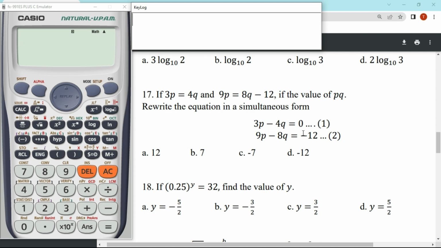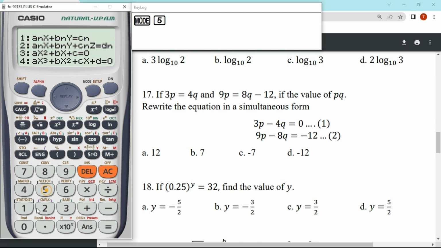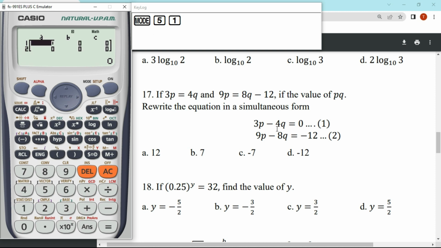So we just click on mode 5, and then we have the simultaneous equation. Equation 1 or point 1. So you click on this to have equation 1, equation 2. All that you have to do now is to input the coefficients into the calculator. The coefficient of p is 3. Then the coefficient of q is -4. Then all of this is equal to 0. Then we come down to the next line.